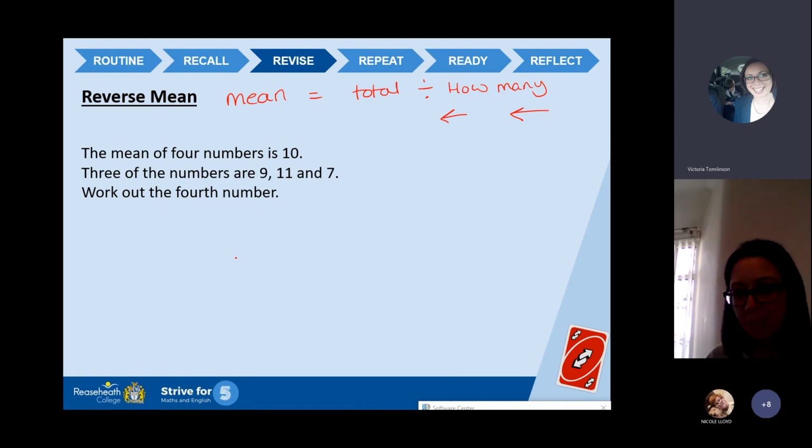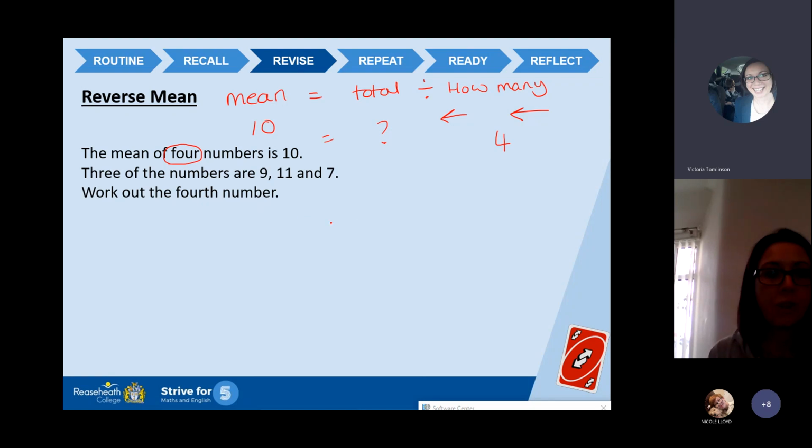Times. Yes, times. Well done. And Karen, times. And Darcy's typing as well, which I think you'll probably put in times. So we need to multiply, okay? So the mean of the 4 numbers is 10. So we know that the average is 10. 3 of the numbers are 9, 11 and 7. We know that there's 4 numbers, don't we? So that means how many is 4. To be able to get to the total, we're going to have to times. So we're going to do 4 times 10 is 40.